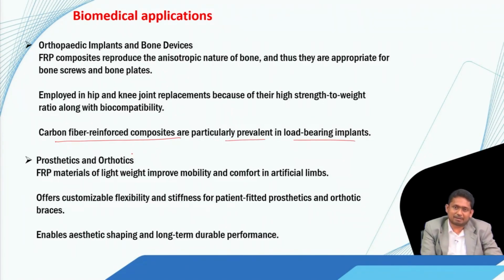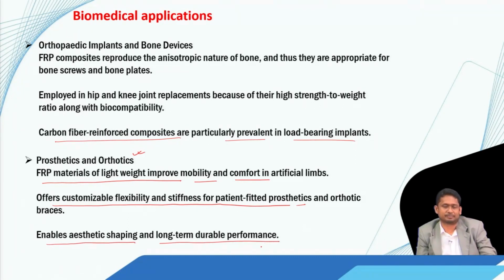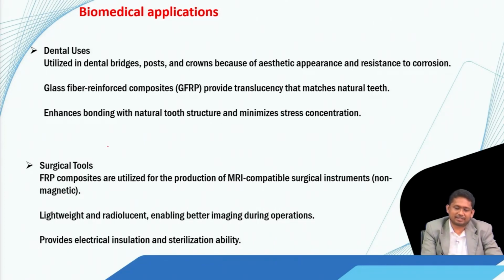There are applications in prosthetics and orthotics also. FRP materials, being lightweight, improve mobility and comfort, and offer customizable flexibility and stiffness for patients fitted with prosthetics, and this enables aesthetic shaping and long term durable performance also. There are dental uses. It is used in dental bridges, posts and crowns. Also GFRP composites provide translucency that matches natural teeth.